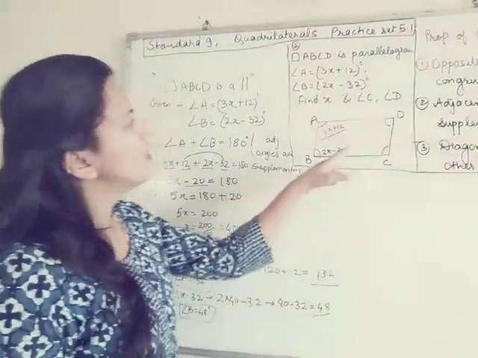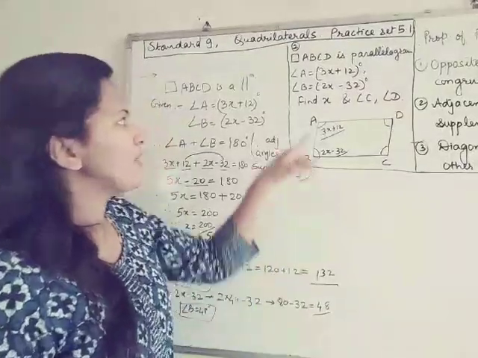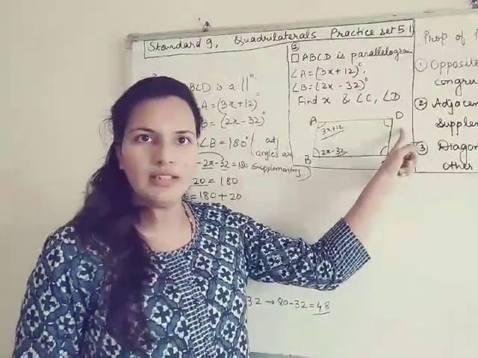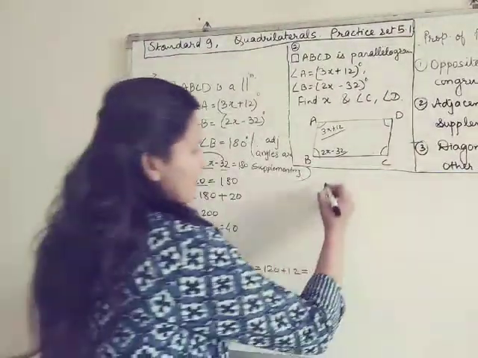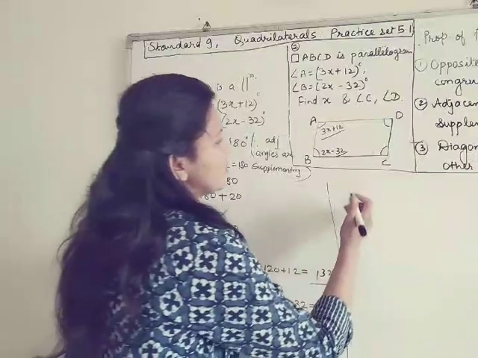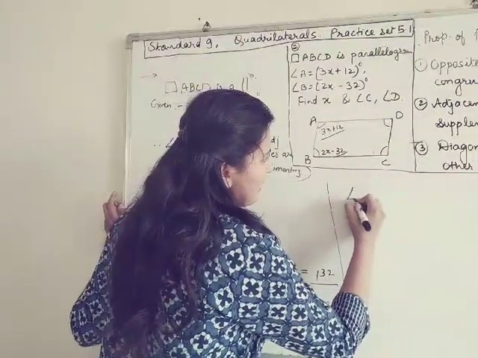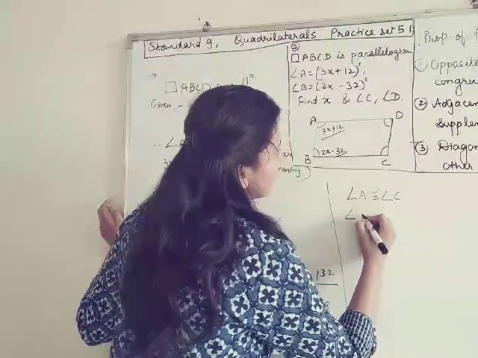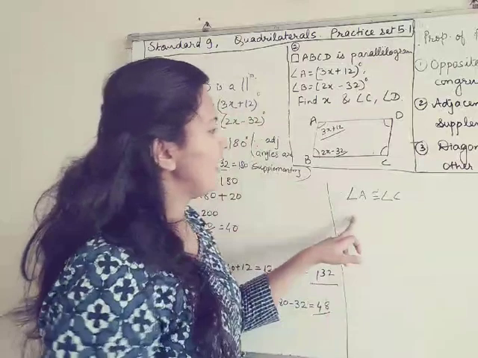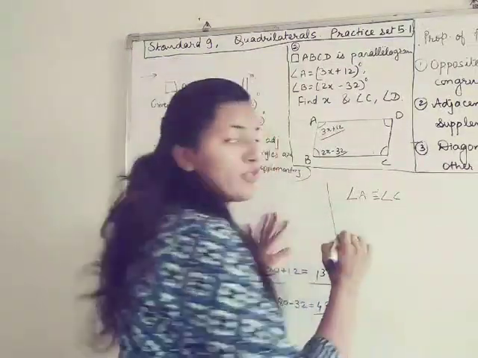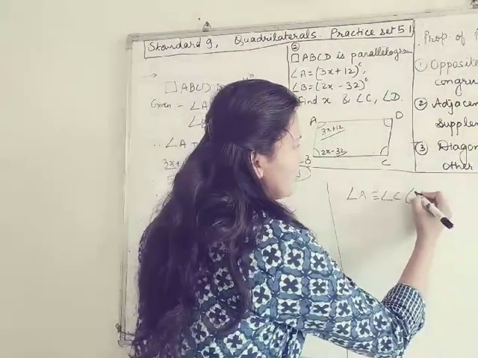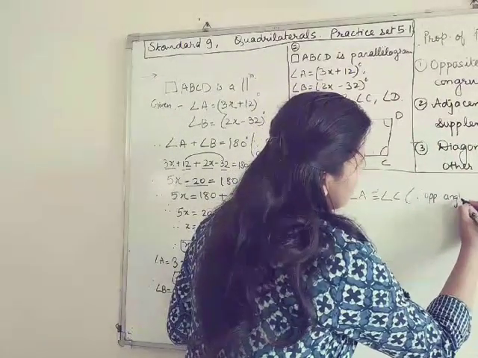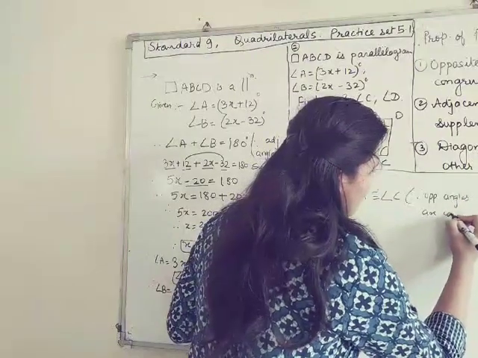So now opposite angles are congruent. So angle A is congruent to angle C, angle B is congruent to angle D. So I'll write it down here. Okay, one by one. So angle A is congruent to angle C. So what is the measure of angle A? You need to write down here the reason first, that opposite angles are congruent.